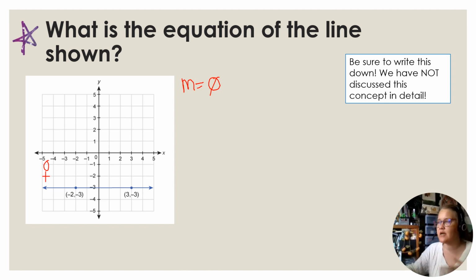All right, now let's write this line equation. I see a y-intercept. See where I'm crossing the y line? So I want to use my slope-intercept form. It's not telling me what form to use, so I'm going to choose slope-intercept. y equals mx plus b. We already found our m, which is 0, so let's see what happens when we plug that in. y equals 0x plus b.